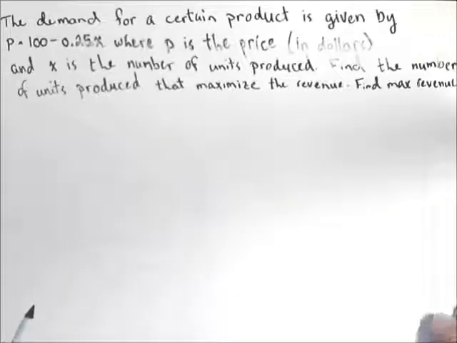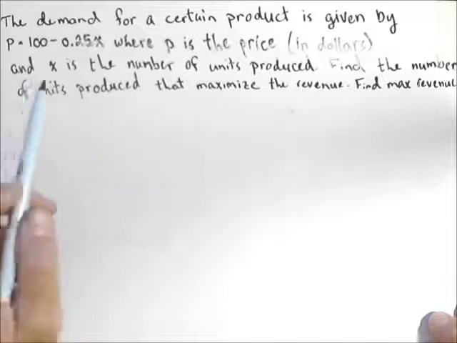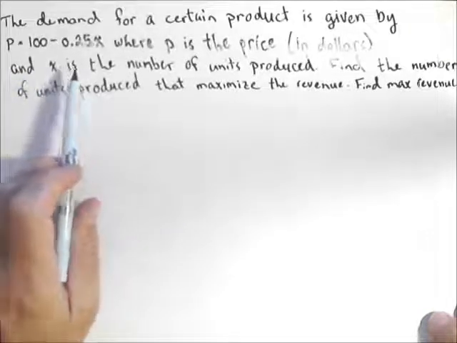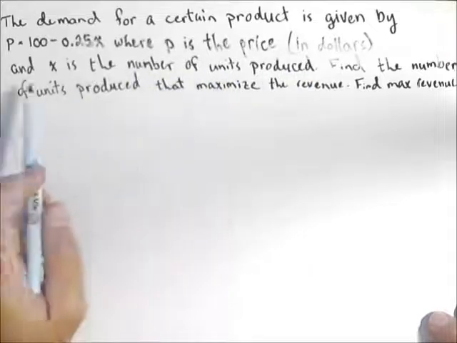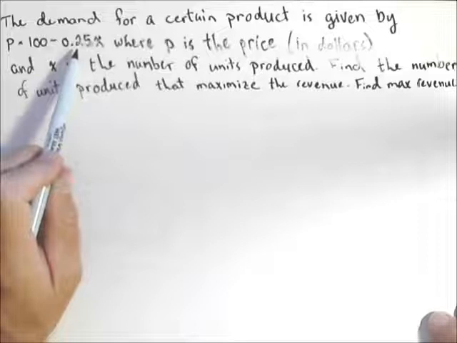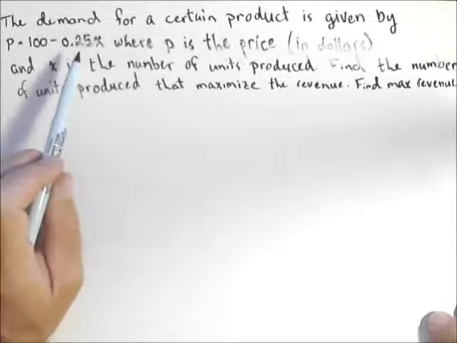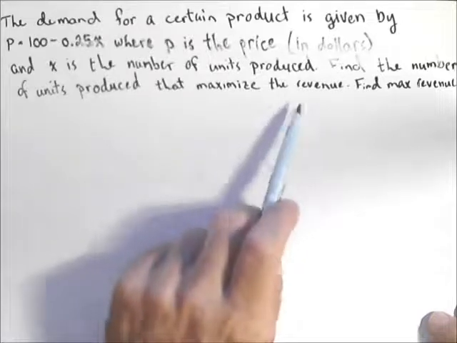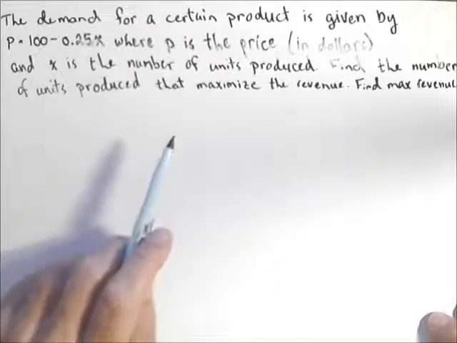In this problem, we're going to look at using a linear demand function in order to create a revenue function. So let's say the demand for a certain product is given by P equals 100 minus 0.25x, where P is the price in dollars and x is the number of units produced. So the more units they produce, the more the price goes down. What we want to do is find the number of units produced that maximize the revenue and find the maximum revenue.